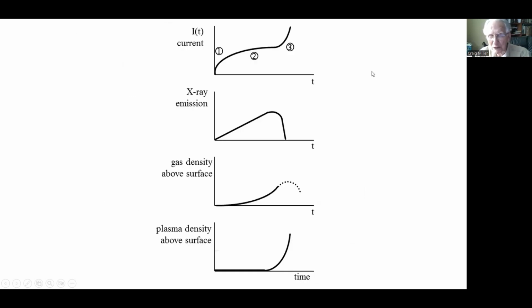Now for measurements, you measure the current. Obviously it starts at 0 and then increases steadily. And when the flashover through the gas occurs, it increases exponentially.